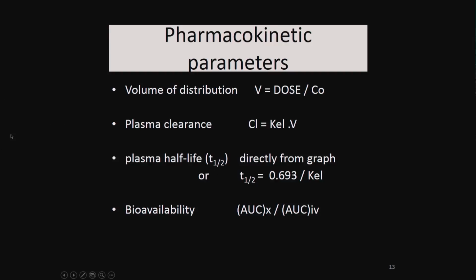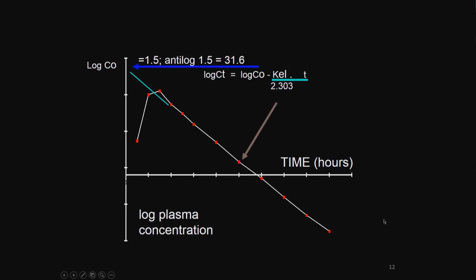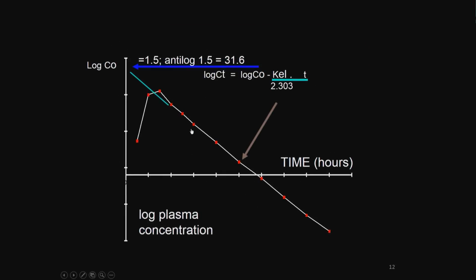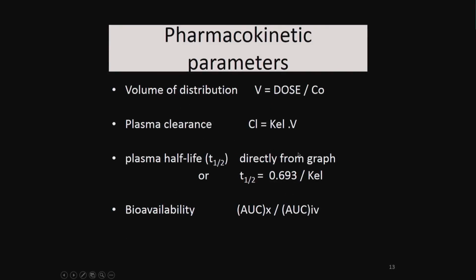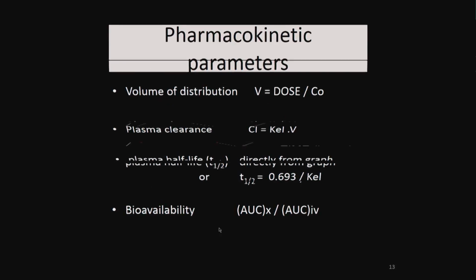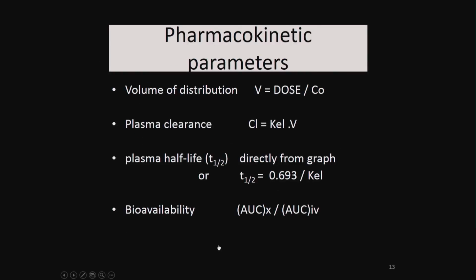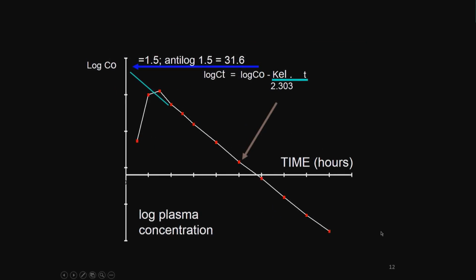In addition, we can calculate volume of distribution, dose by C naught, that is C naught is this, we know how much dose we gave. Plasma clearance, k elimination is nothing but the slope of this line, into volume, that is plasma clearance. Plasma half life, that is how long it remains, T half is equal to 0.693 by k elimination. Bioavailability is the area under the curve when it is given as oral divided by area under the curve when it is given as IV, that gives you the bioavailability. So, from this graph we can do a lot of calculation.